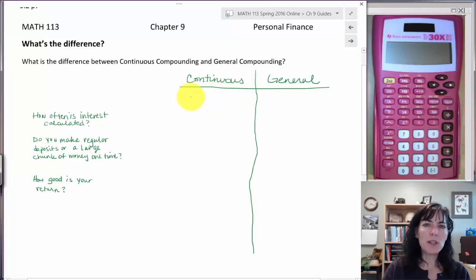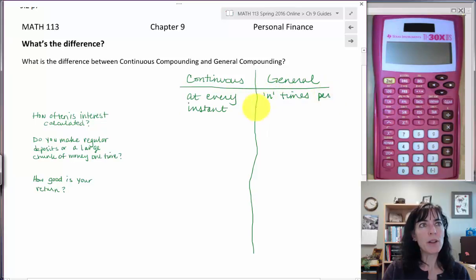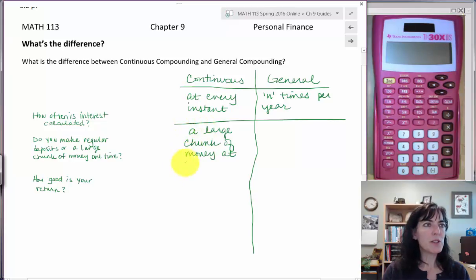And with continuous, interest is being calculated at every instant. And general compounding, remember, it was just n times per year. That's our first question. The second question, do you make regular deposits? No, neither one of them have regular deposits. These are a large chunk of money at start. And this one is the same.